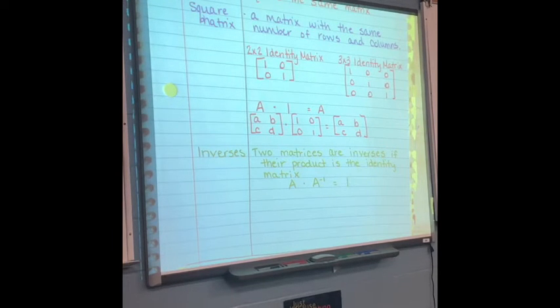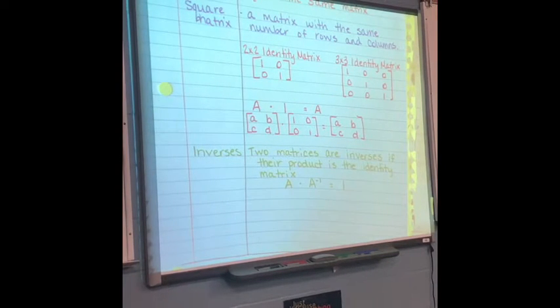And I don't have enough room to squeeze the first example in, so I'm going to have to change my paper here. Got it? Okay.